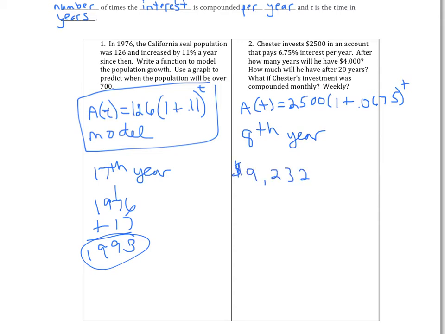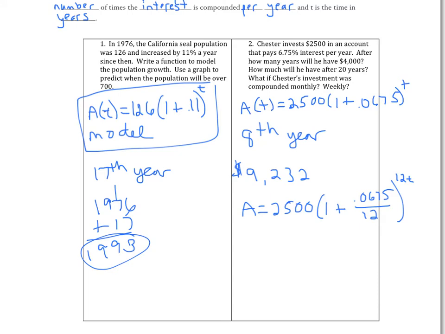$232. And then what if Chester's investment was compounded monthly? So we need to rewrite our function. We have A equals our principal, which was 2,500, times 1 plus the rate, which is 0.0675, and then we divide that by how many times a year? In this case, it's 12, and raise that to the nt, where n is 12, times the year. So we go ahead and put that in the calculator.